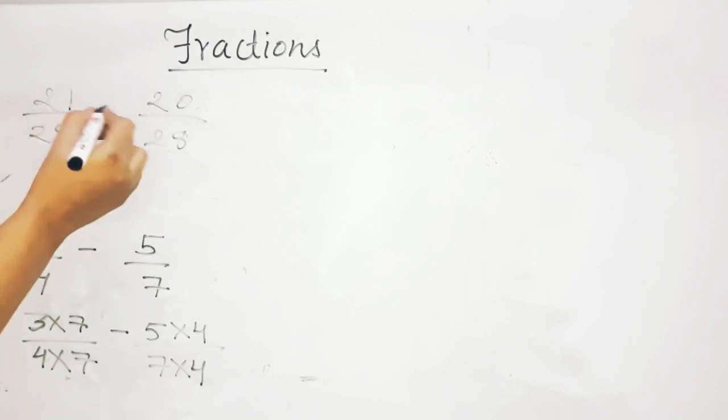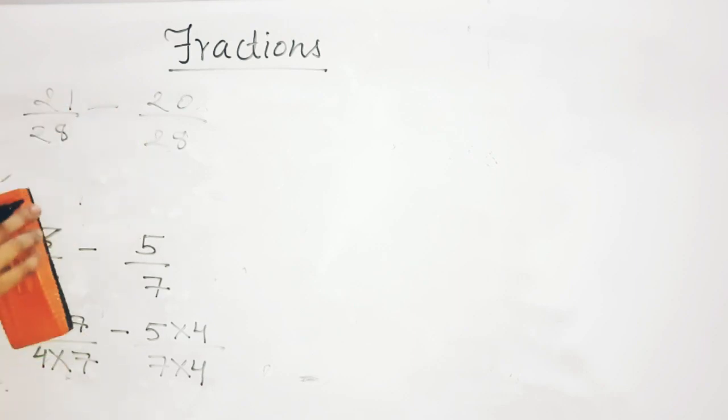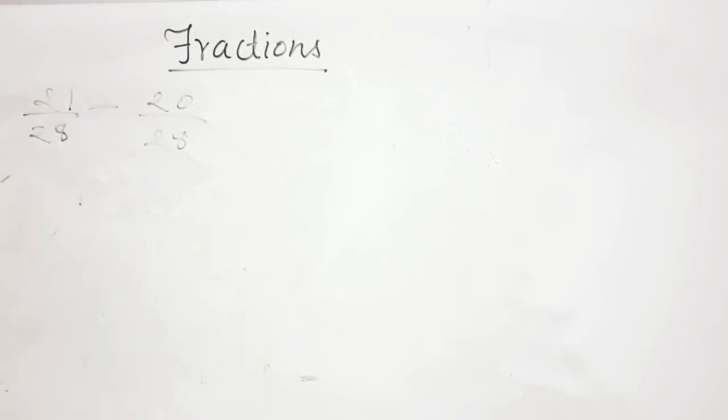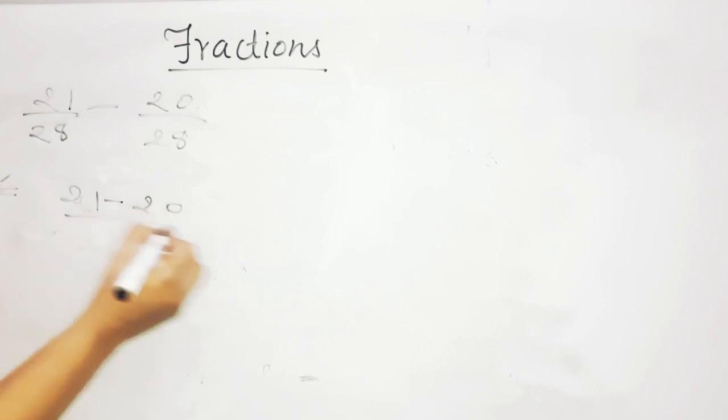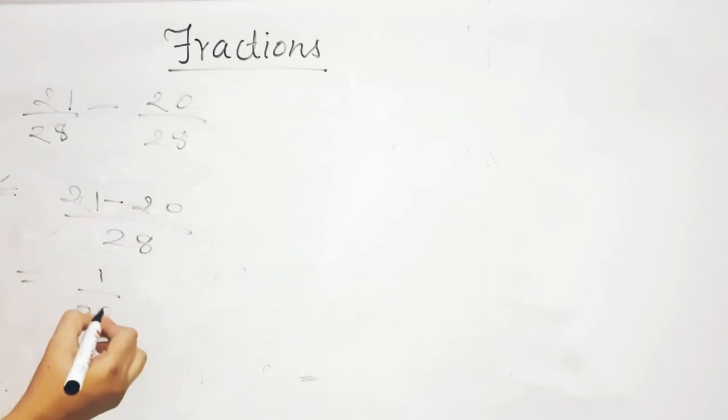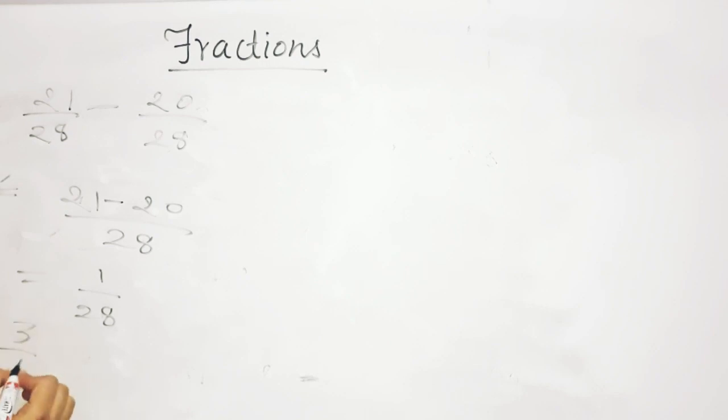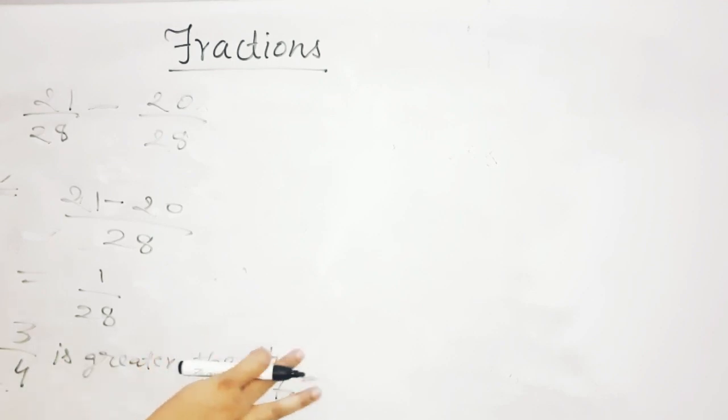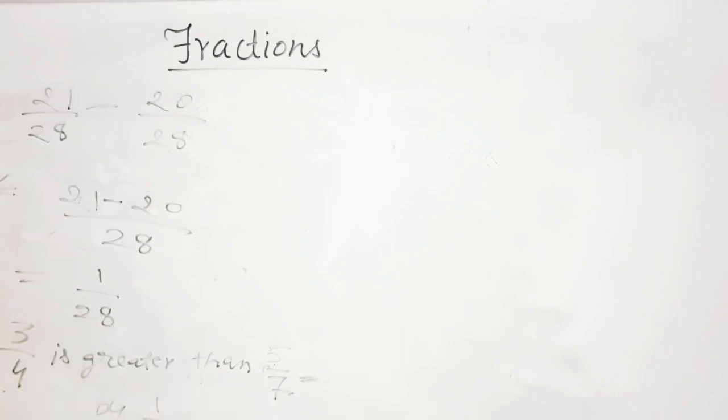Now, what we have to do? We have to subtract, because we have to find out by how much. That is why we have to subtract. So, 21 minus 20. Since the denominators are same, we will retain the same denominator. So, the final answer is 1 upon 28. So, we will write at the end 3 by 4 is greater than, sorry, not 4 upon 7, 5 upon 7 by 1 upon 28. By 1 upon 28. Okay students, I hope you must have understood this question.